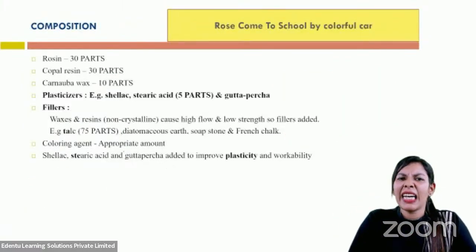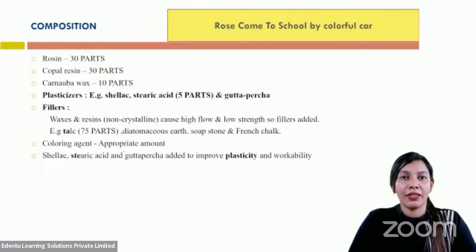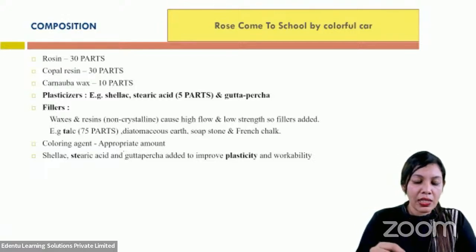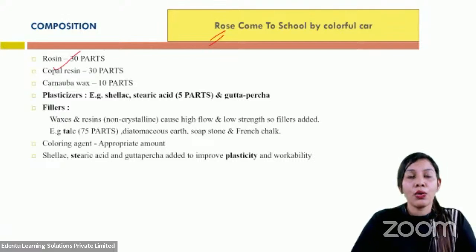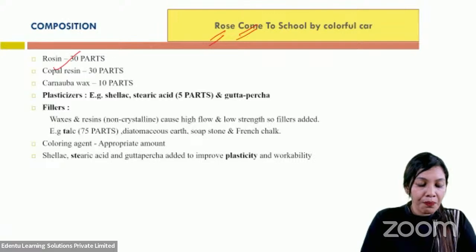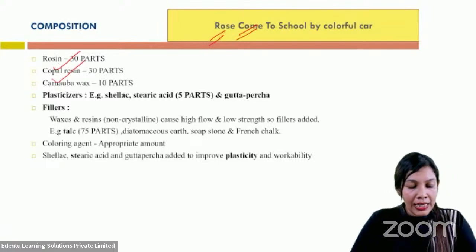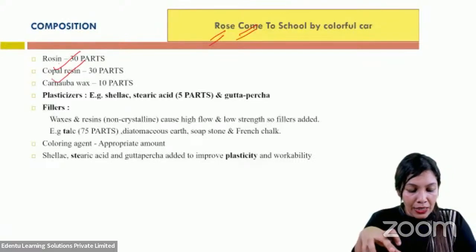Very important, again, you need to memorize the composition because a lot of questions have been asked from it. Rose come to school by colorful car. You can memorize it like this. What is rose? Rose is rosin, which is about 30 parts. Come is CO, copal resin, which is also 30 parts.